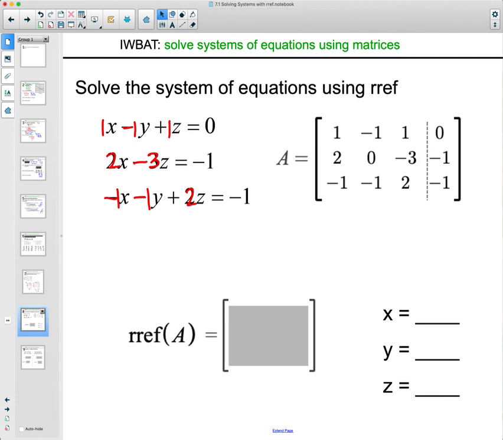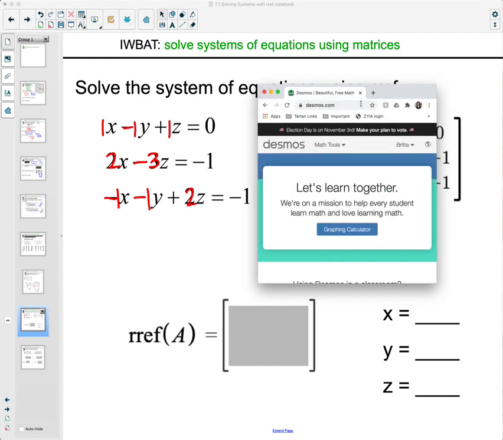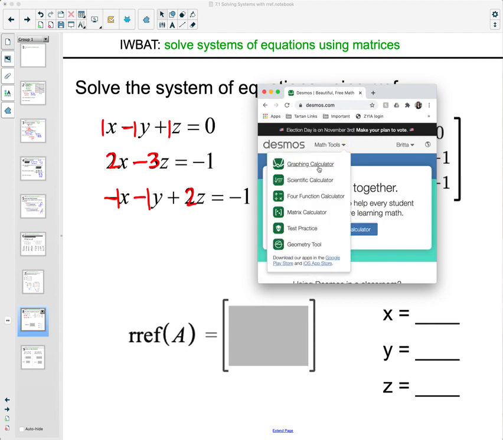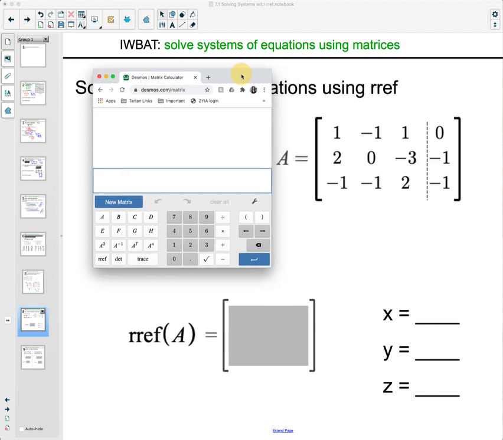So then what you're going to do is you're going to go to Desmos.com. And you're going to click, instead of on the graphing calculator, you're going to click on Math Tools, and you're going to go to Matrix Calculator, and it's going to pop this up. So then you're going to type in that matrix. So you're going to say New Matrix. You want it to have 3 rows and 4 columns. And then you're going to type all of these numbers in.